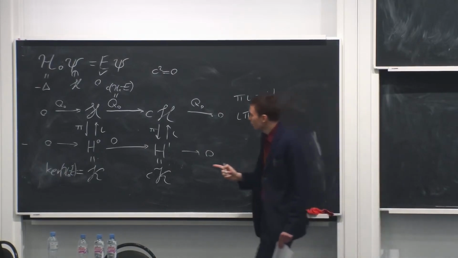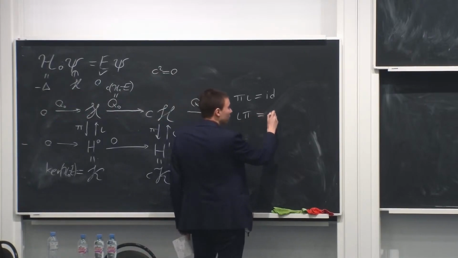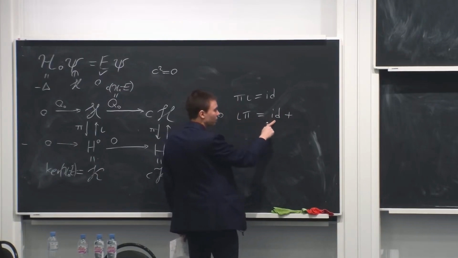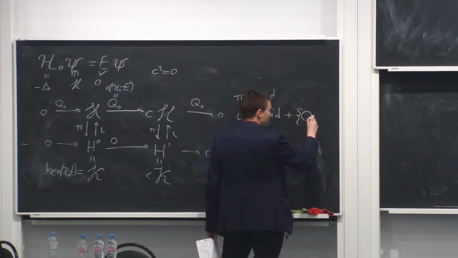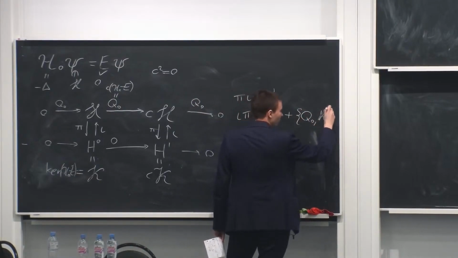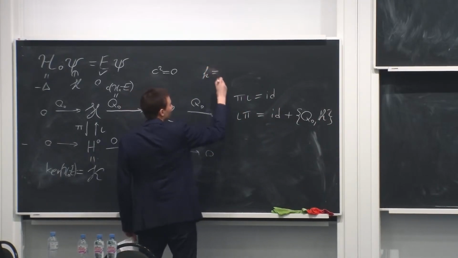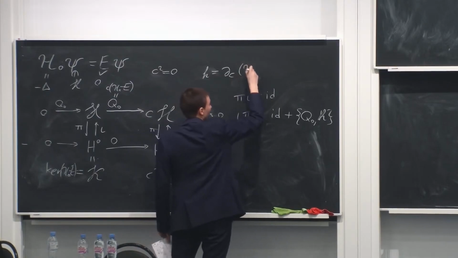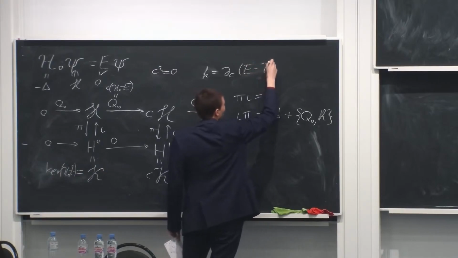However, for this choice of the differential, we can define a homotopy such that this iota pi and the identity are just homotopic to each other. So here, I just write Q naught anti-commutator with H, and this H is the Grassmann derivative, and then I get this H naught minus E, or rather E for convenience, inverse.